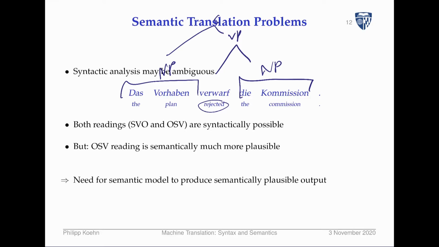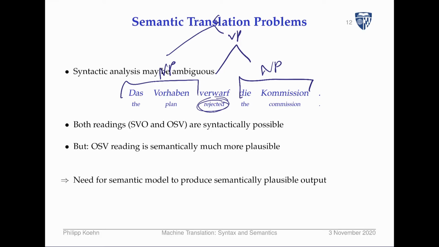Well, there's an action here, and we need to find the person that's doing the action and then what the action is applied to. In German, the sentence is actually syntactically ambiguous. Both readings are possible. It could mean that the commission rejects the plan or the plan rejects the commission. Just from what plans are doing and what commissions are doing, most readers of the sentence will assume that it means the commission rejected the plan, because that just makes more sense.